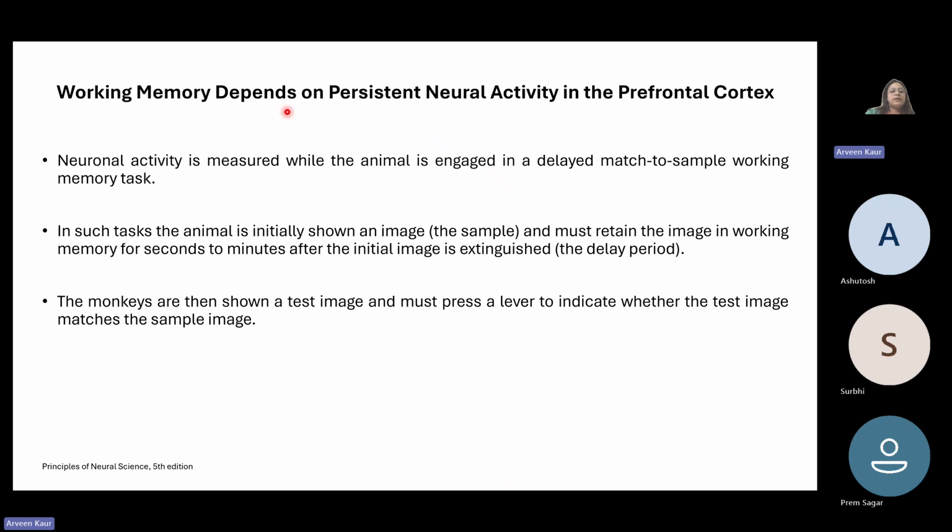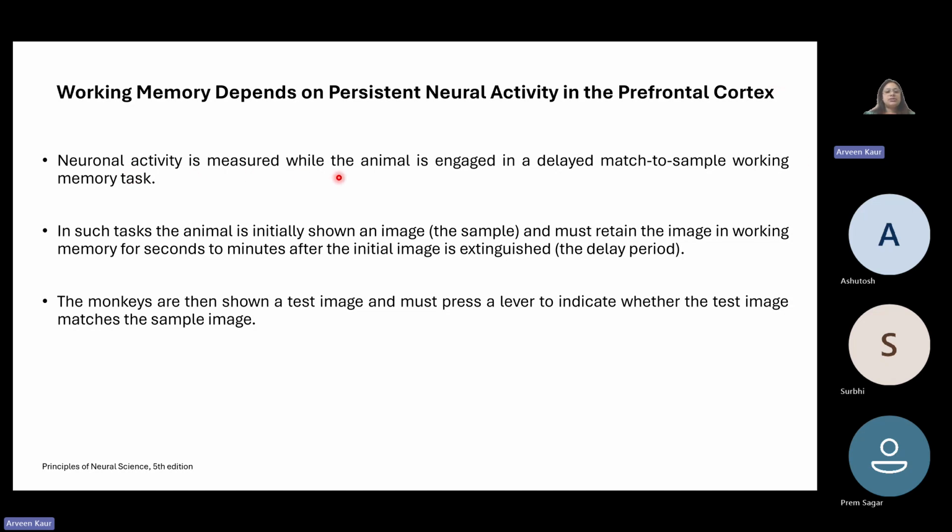Then the working memory depends on persistent neural activity in the prefrontal cortex, right? So we have understood what is working memory. It is basically the memory that is currently there in your brain, right? It is very similar to RAM. So for working memory to be present, there is something known as repetition that also needs to be done, or a reverberatory process needs to be involved. We'll read about that also.